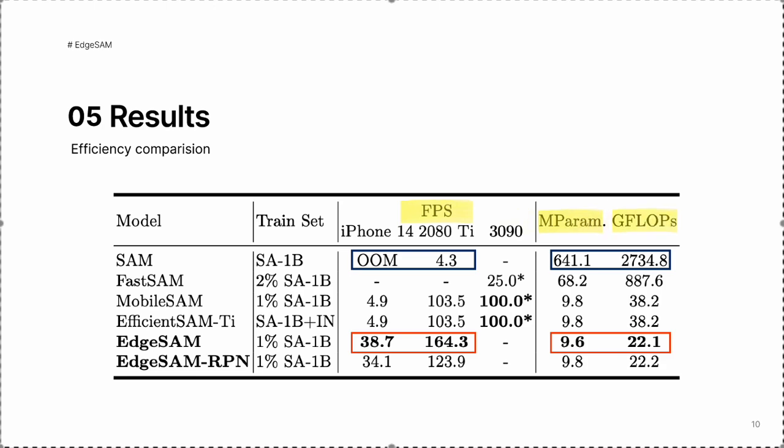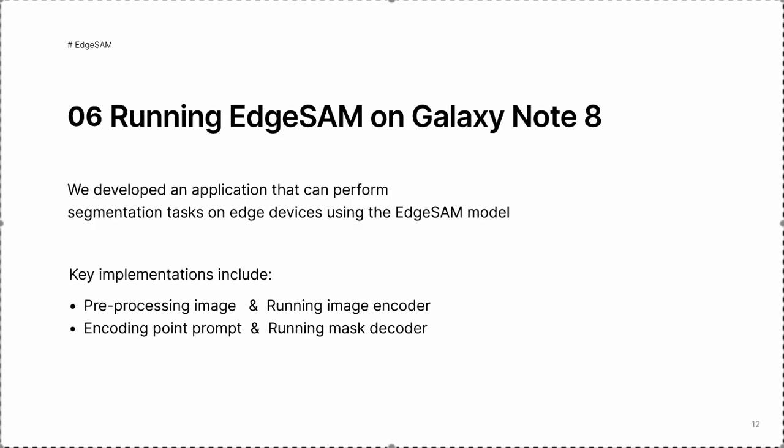GFLOPs tell us how much computation the model needs per second. Again, the lower the better. It means the model runs more efficiently. Compared to SAM, we can see that both MParam and GFLOPs are way smaller. Then let's take a look at the experiments under various conditions.